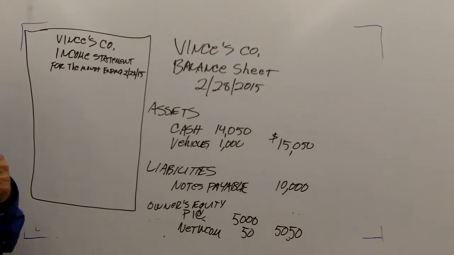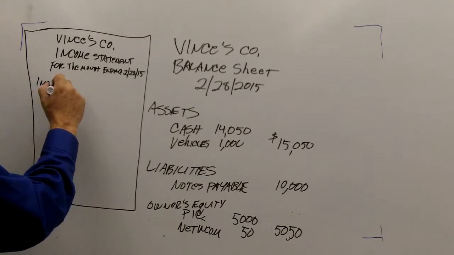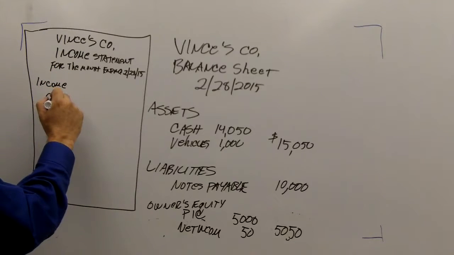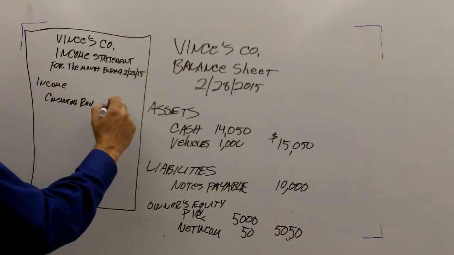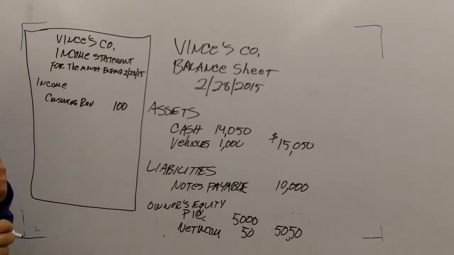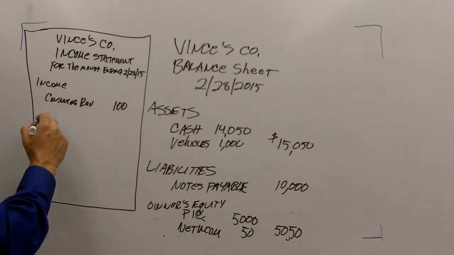It might be for a month, it might be for a quarter, it might be for the whole year. Or I could simultaneously show what happens in the month and what's happened year to date. And I'll begin with my income accounts. I had consulting revenue, and I made $100. So my total income is $100.